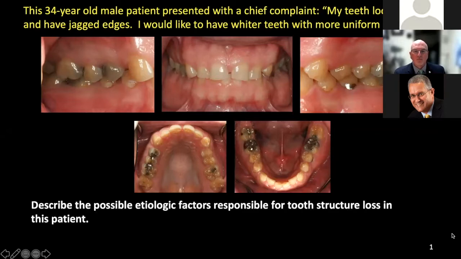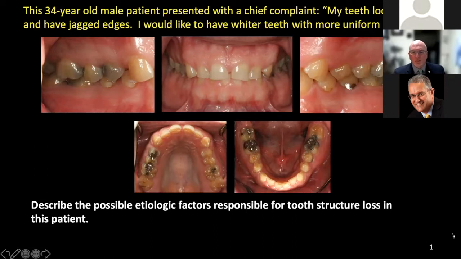Describe the possible etiologic factors responsible for tooth structure loss in this patient. From looking at the photographs, I see a generalized wear pattern in this patient. Potentially could be from parafunctional habits that could be diurnal or nocturnal.